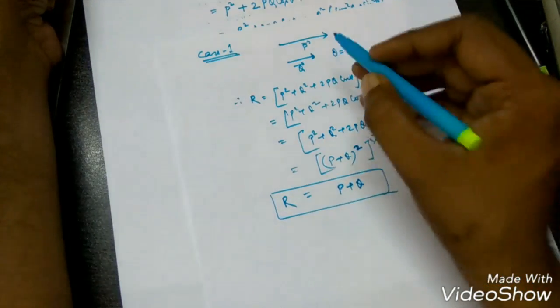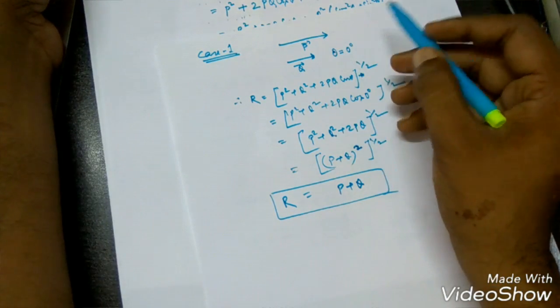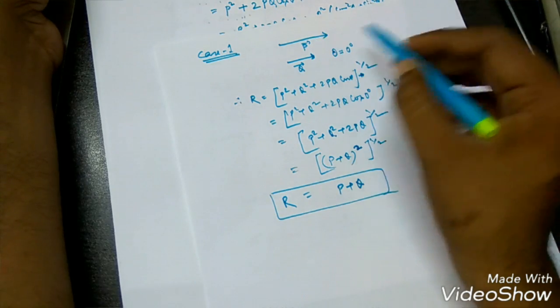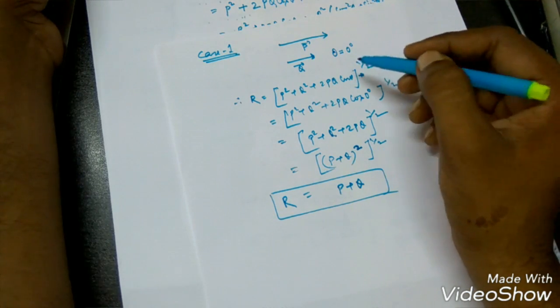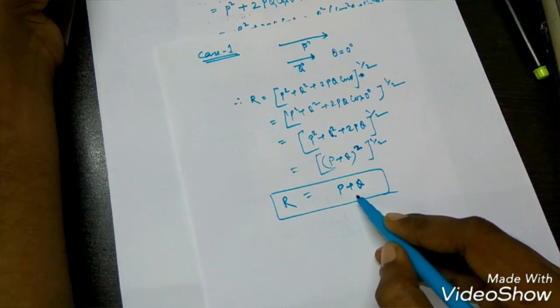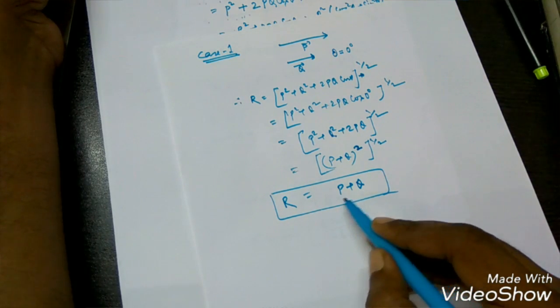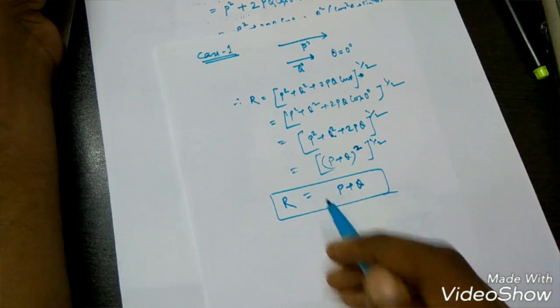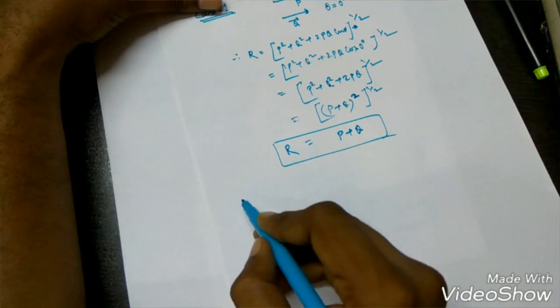So if there are two vectors that have a common direction, they are acting in the same direction. In that condition, we just add the vectors' magnitudes to find the resultant R. The next case is case 2.